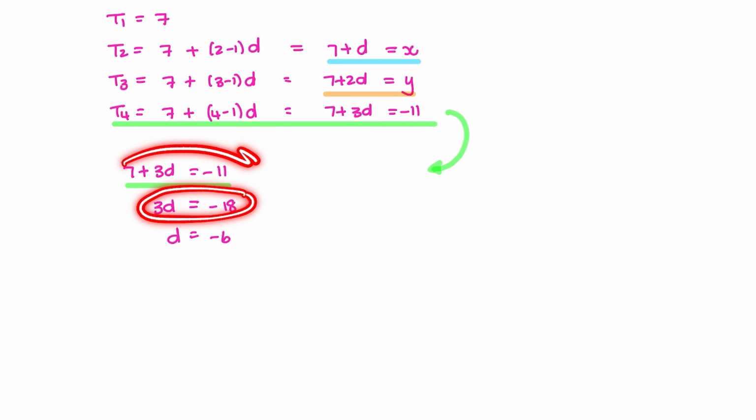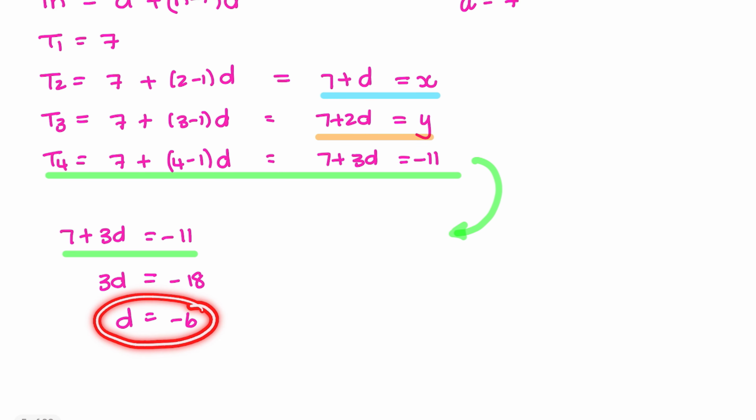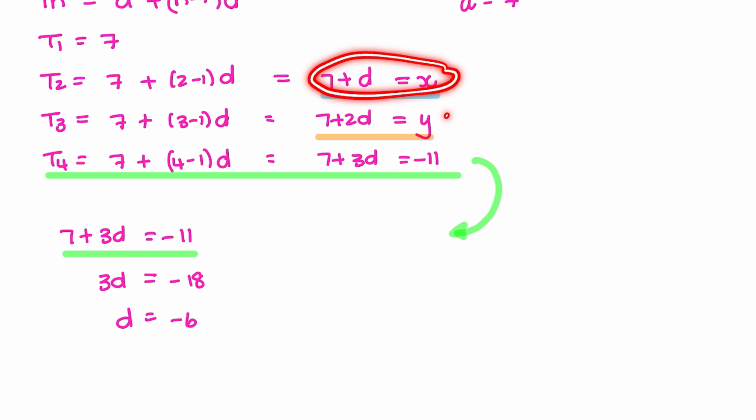So I move the 7 to the right hand side, and that becomes minus 18. And then I divide both sides by 3. So d is equal to negative 6. And can you see, because we have the value of d and equations for x and y in terms of d, then we can find those values.